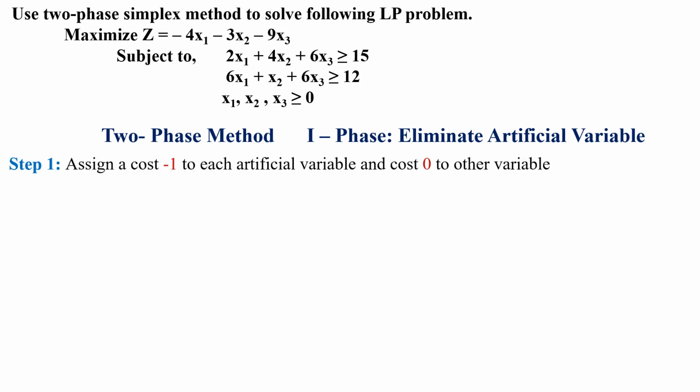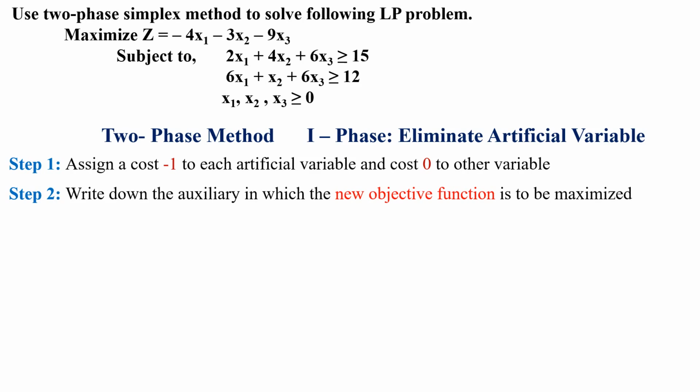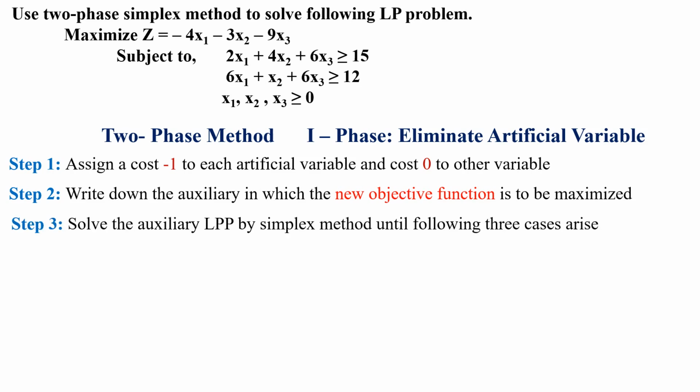For this, the first step is to assign a cost of -1 to each artificial variable and cost 0 to the other variables. The second step is to write down the auxiliary LPP, in which the new objective function is to be maximized. The third step is to solve the auxiliary LPP by the simplex method until one of the following three cases arises.